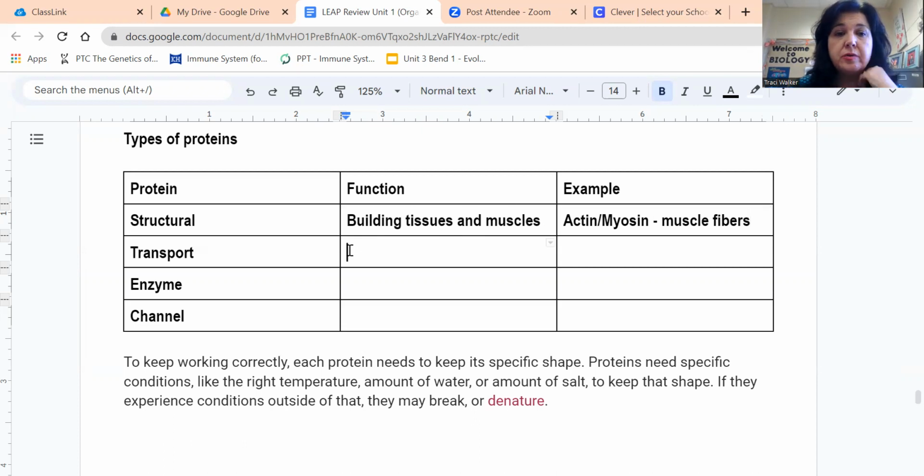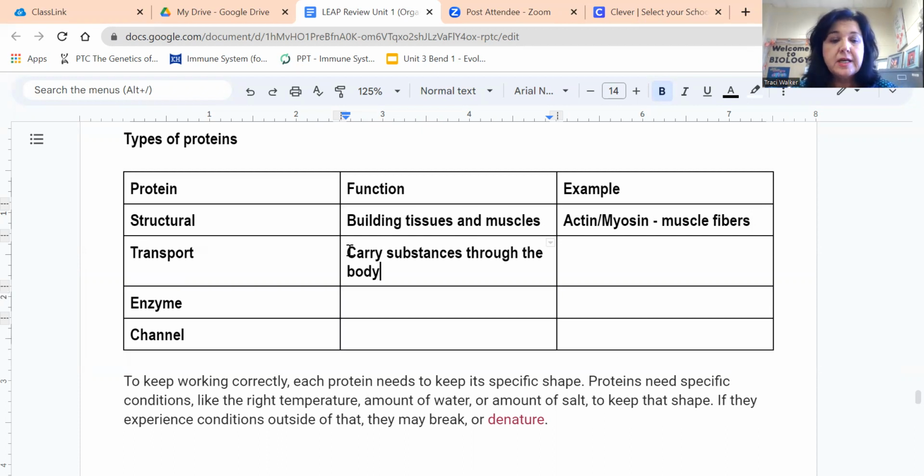There are also transport proteins, which carry substances through the body of the organism. So an example of a transport protein would be hemoglobin, which we talked about in our last lesson.